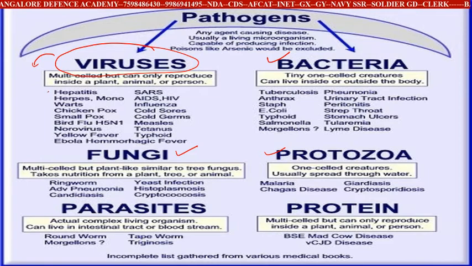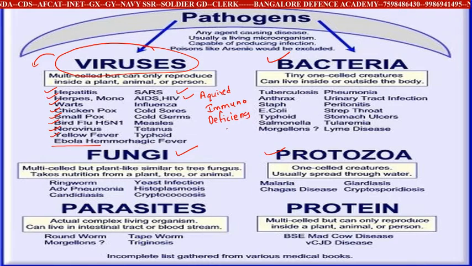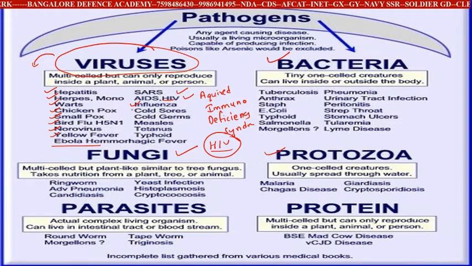So the first one, viral diseases. Here you have hepatitis, then herpes, warts, chickenpox, smallpox, bird flu, norovirus, yellow fever, Ebola. Then you have SARS. Then you have AIDS, that is acquired immunodeficiency syndrome. In your examination, they may ask you the full form of AIDS, that is acquired immunodeficiency syndrome. And HIV stands for human immunodeficiency virus. Next you have influenza, cold sores, common cold, measles, tetanus, typhoid. These kinds of diseases are caused by virus.